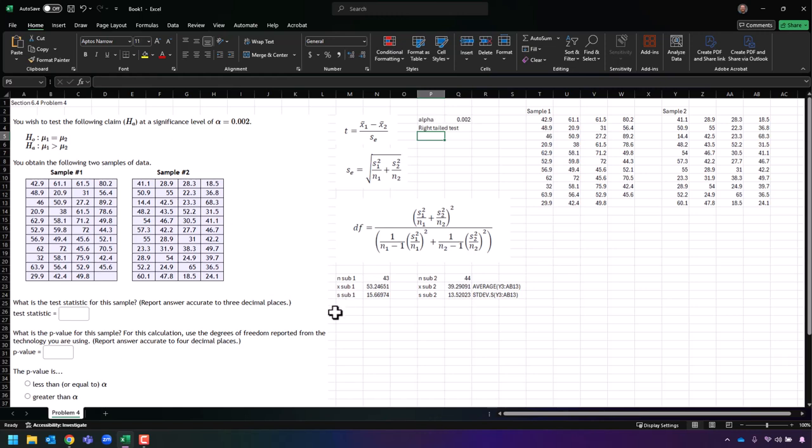So now I need to figure out the test statistic, the standard error, and the degrees of freedom. So I'll start here. Oops, I used to call it fancy fraction. I'll have fraction 1 here. But this shows up quite a bit. This s sub 1 squared over n sub 1. And so s sub 1 quantity squared over n sub 1.